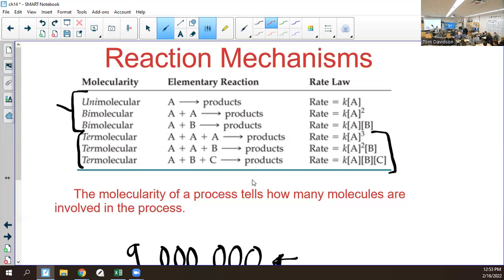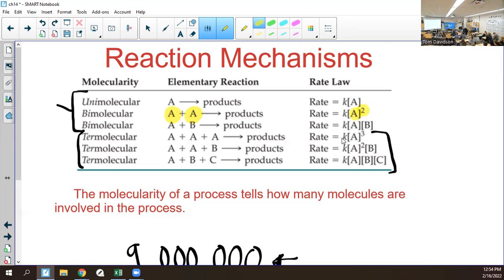A bimolecular reaction, and there are two ways to have one, is when two molecules interact. Okay, bicycle, two wheels, right? So bimolecular means two molecules. The two ways it can happen are that two of the same thing can combine to make a product, like chlorine plus chlorine goes to Cl2. The rate for that would be k[A] to the second, because there are two things involved now.